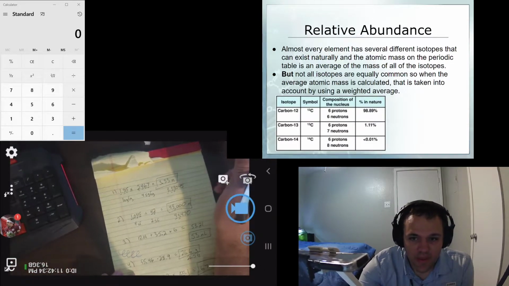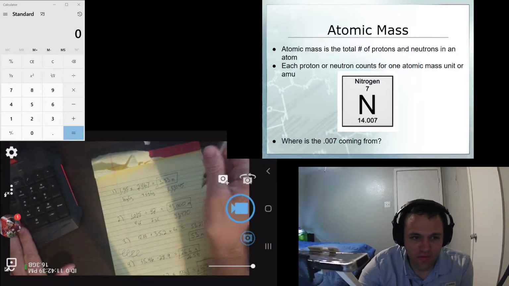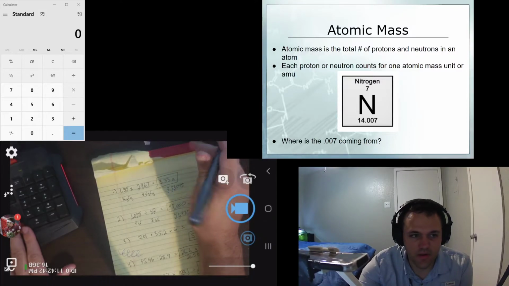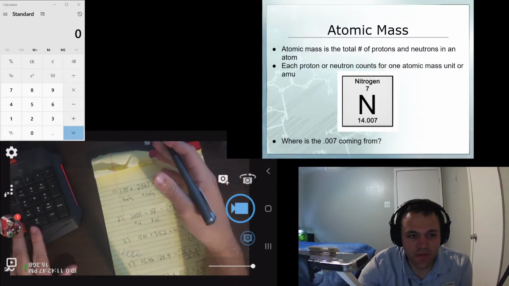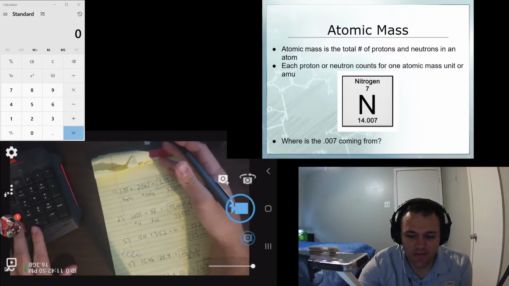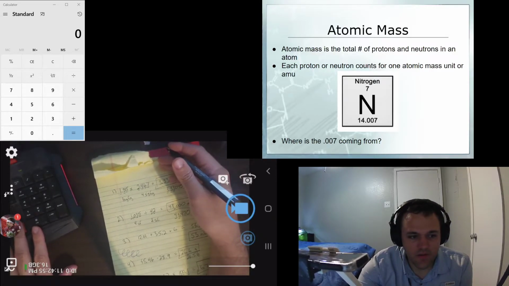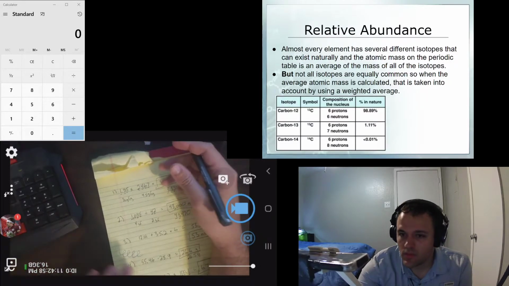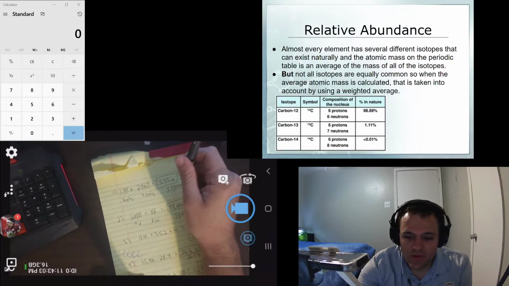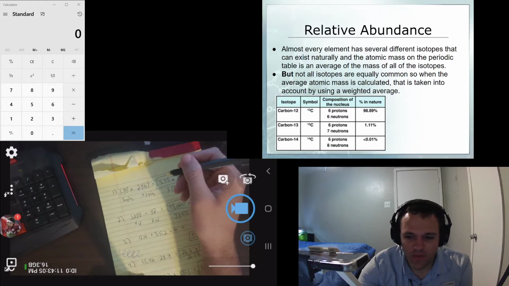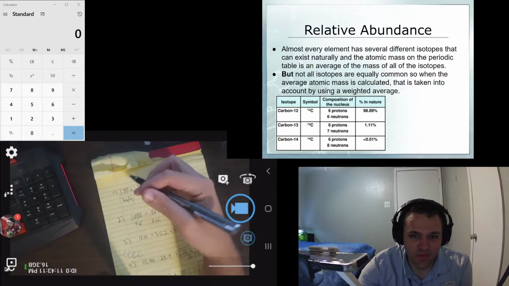All right, the way that they get those decimal masses, like the one here on the nitrogen, is by basically averaging together all of the different isotopes, the different types of the element that are out there, into one average mass. And it would be easy if you could just say, all right, we have carbon 12 and carbon 14, add them together, divide by 2, that's an average, the atomic mass must be 13.